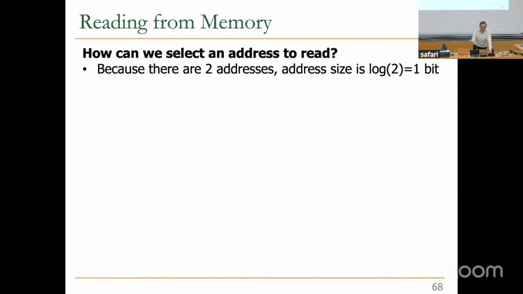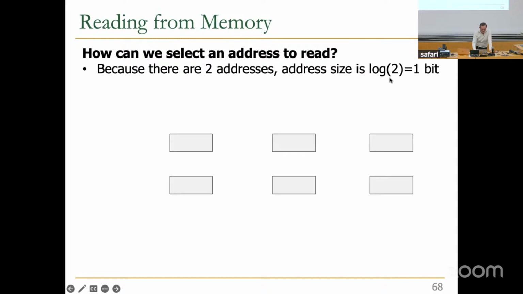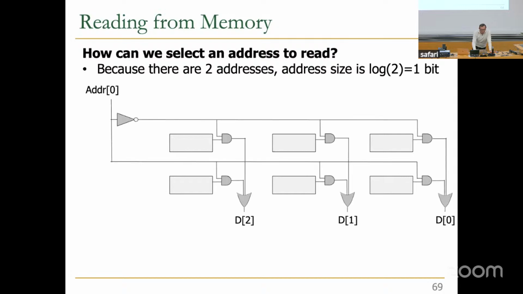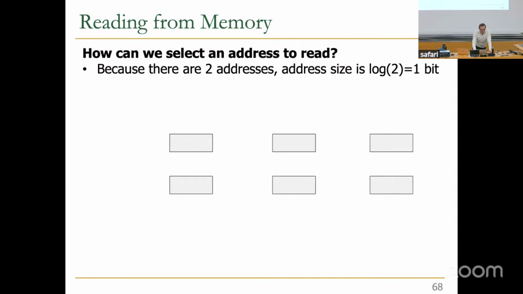Okay, how can we select an address to read? This is what I said in written form. Because there are 2 addresses, address size is 1 bit. That's what I kind of said, right? Now, these are our bits. Or you can think of this as our register also, but I want to show the internals also, because internals are quite regular, as you will see. I'm going to add some circuitry. So this is location 0, these 3 bits, and these 3 bits are location 1.